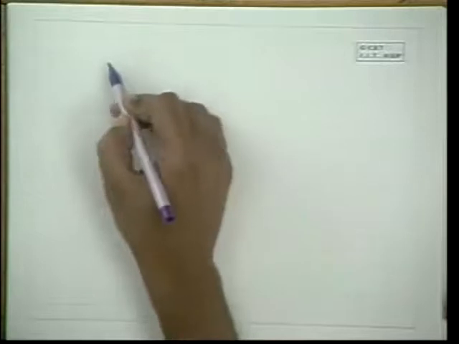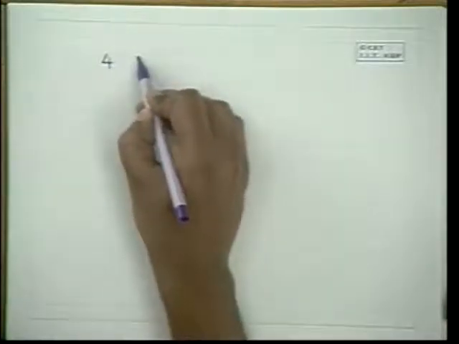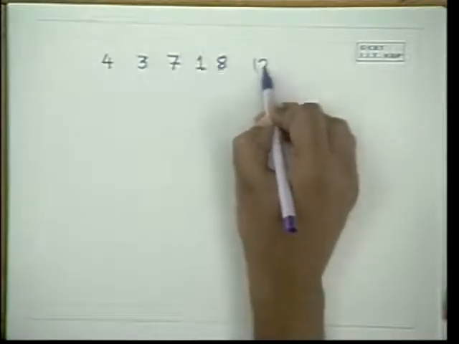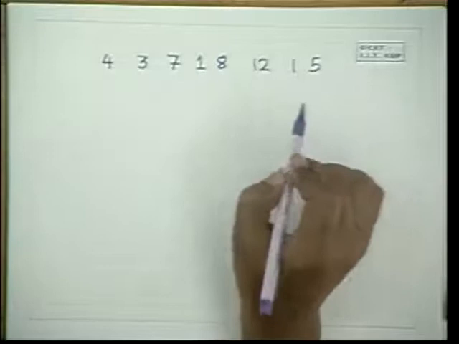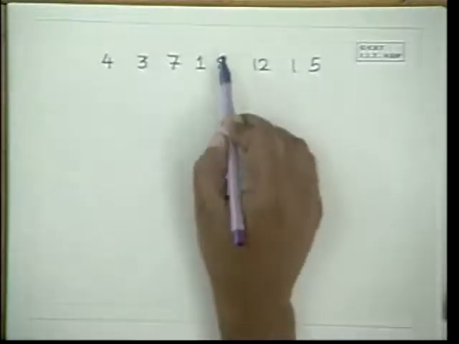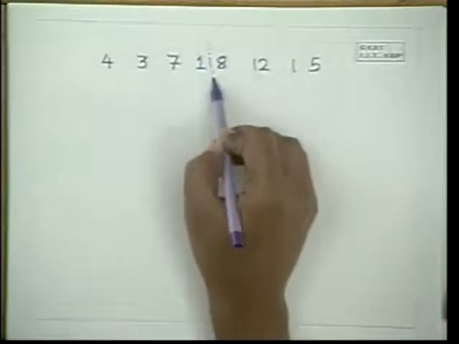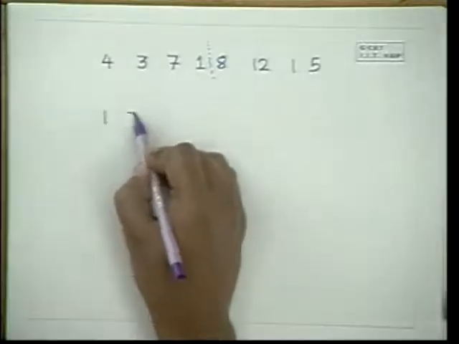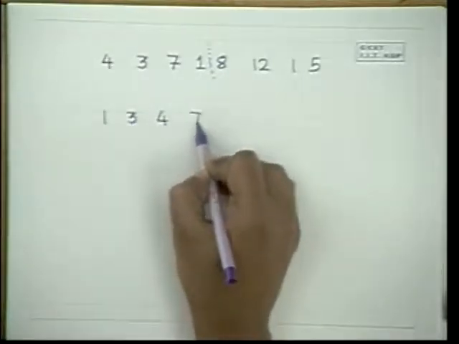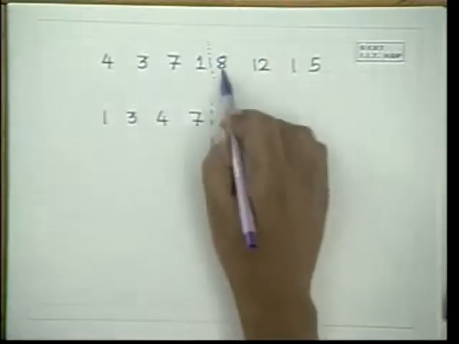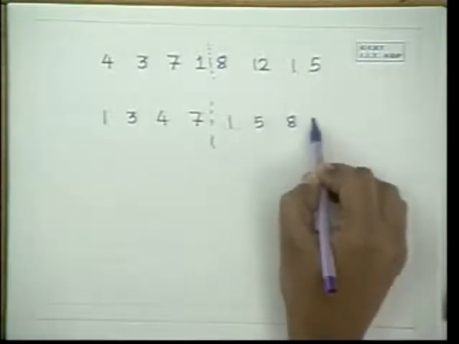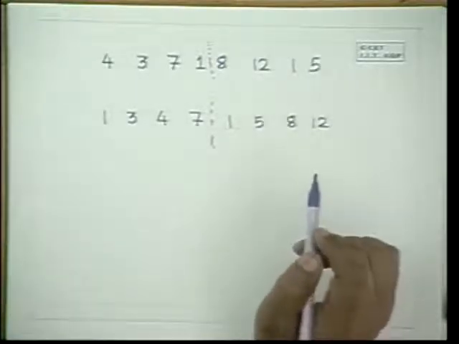Just a quick recollection. Suppose the initial list was 4, 3, 7, 1, 8, 12, 1 and 5. So from array index 0 to 7 we had it, and we split it into two parts here. And after we merge sort this, we are supposed to get back 1, 3, 4, 7. After we merge sort this, we are supposed to get back 1, 5, 8, 12. Now comes the merge routine.